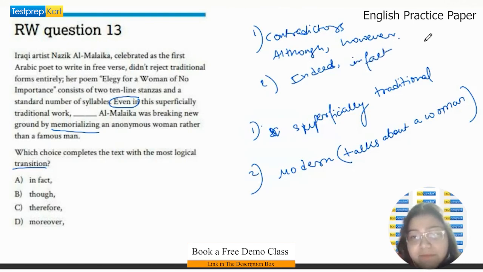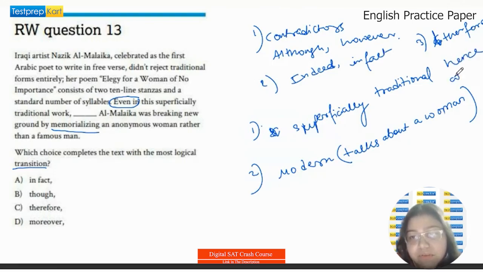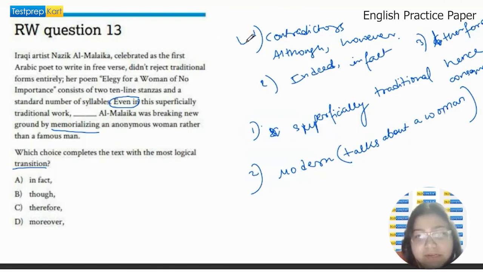Then the last one you have is cause and effect. Cause and effect is, say, therefore, or hence, or consequently. So here it's clear that we have to choose contradictors because the sentences are contradicting each other. So in fact is wrong, though is the only contradictor here. Therefore is a cause and effect, moreover is a continuum.